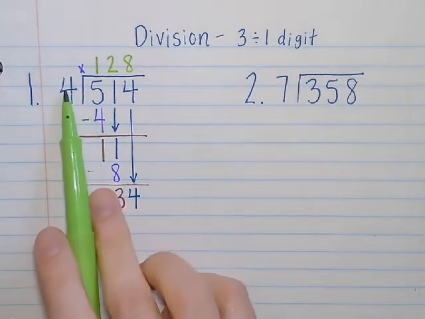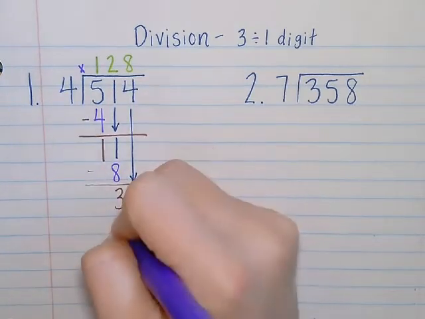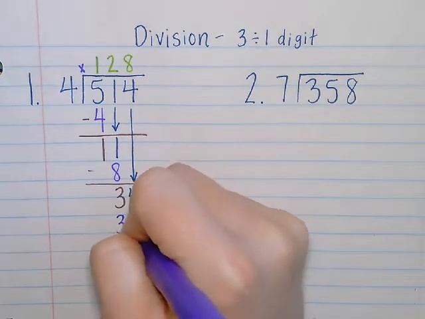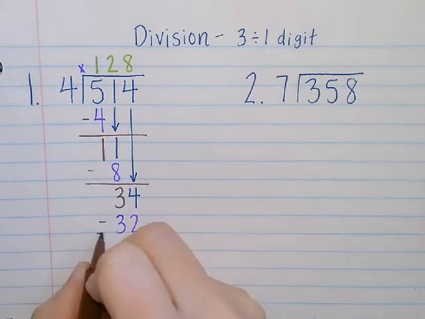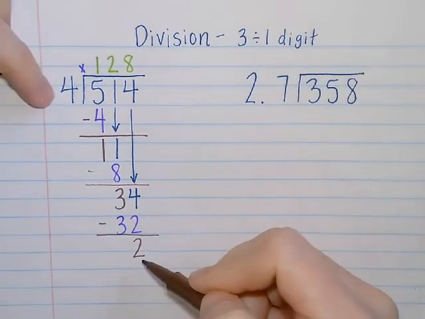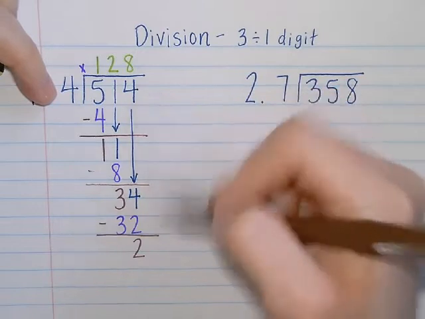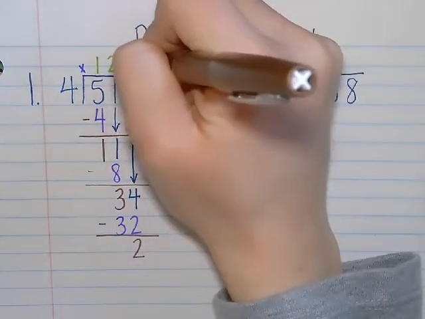Then I check my math. 4 times 8 is equal to 32. 34 minus 32 is equal to 2. 2 is less than 4, but I have no more numbers to bring down, so that becomes my remainder.